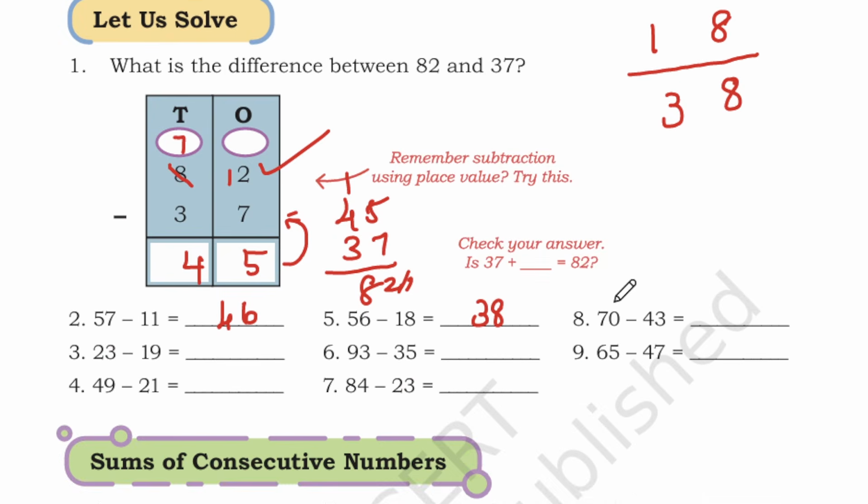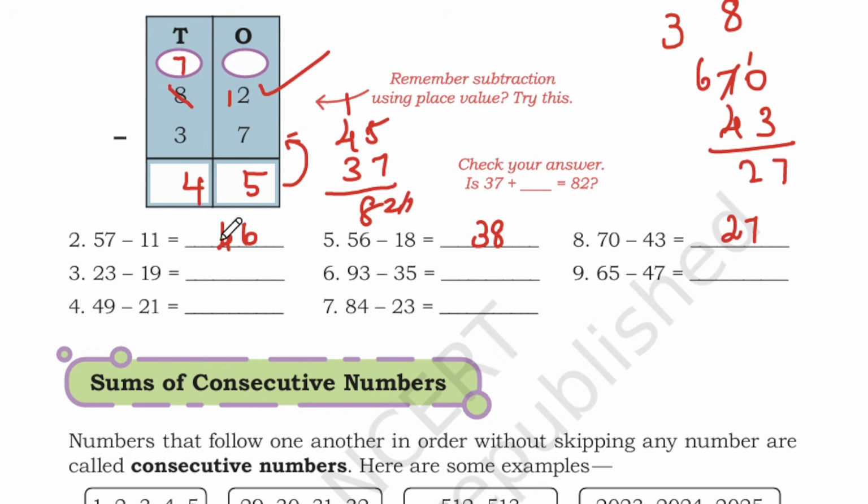Okay, next 70 minus 43. So what is 70 minus 43? So 70, we have 43. So this becomes 6, this becomes 10. So 10 minus 3 is 7. 6 minus 4 is 2. So 27. And if you add 27 plus 43, you will get 70.